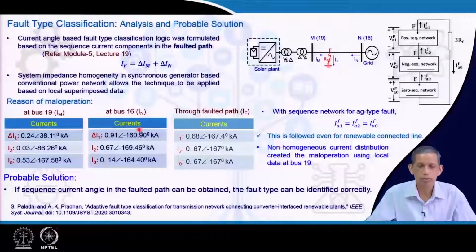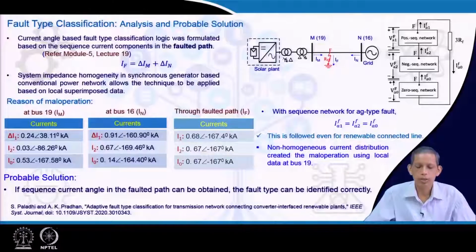So, this is what we mean by the homogeneity nature. And if you see here, these angles are different, and I2 is of insignificance. But if you see the faulted path current, which is a summation of this current and this current, this I1 current is 0.68, 0.67, 0.67 and the angle is the same. So, for a phase A to ground fault, the IA1, IA0 and IA2 are all the same, and that is valid here.